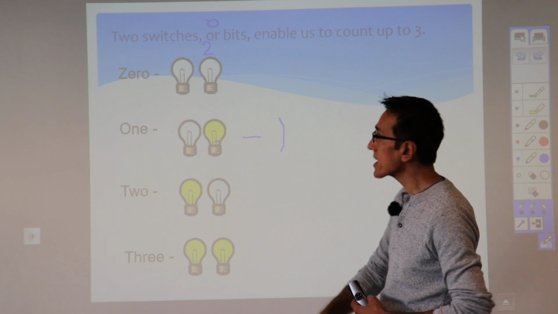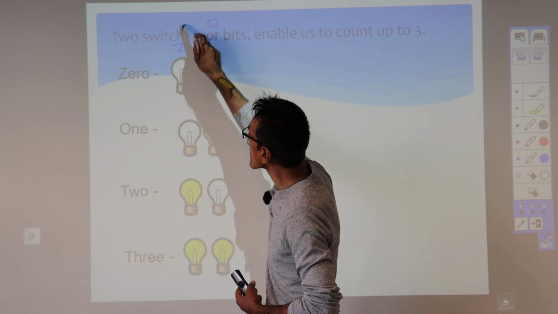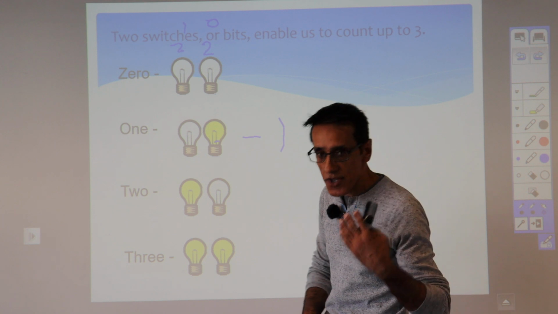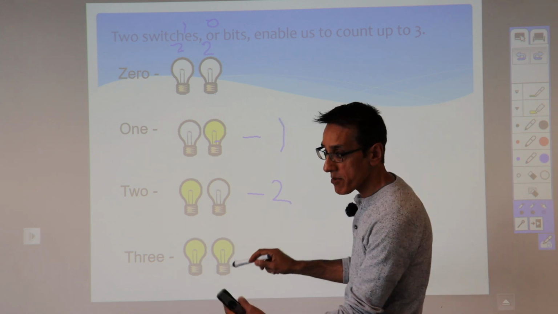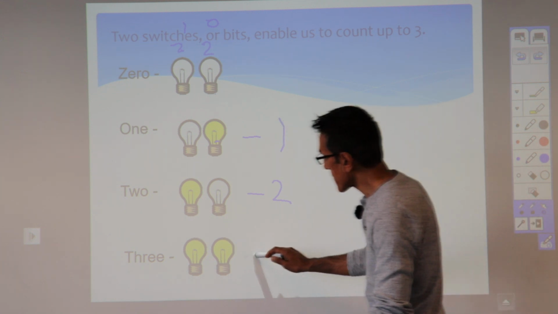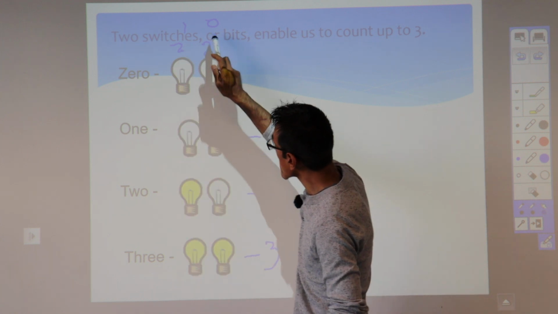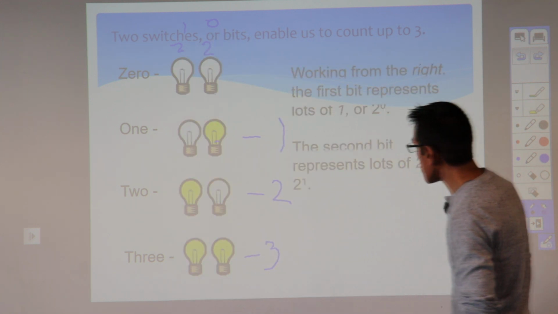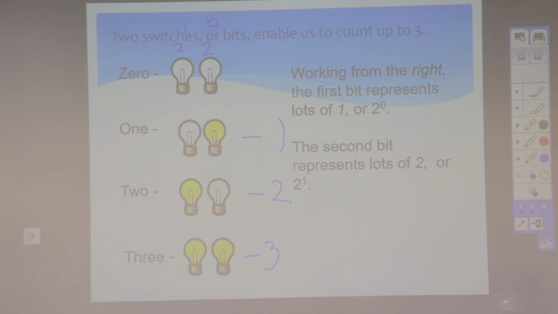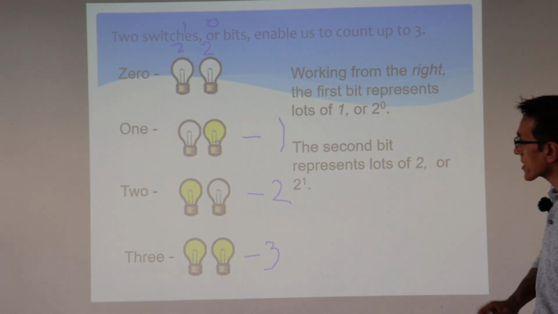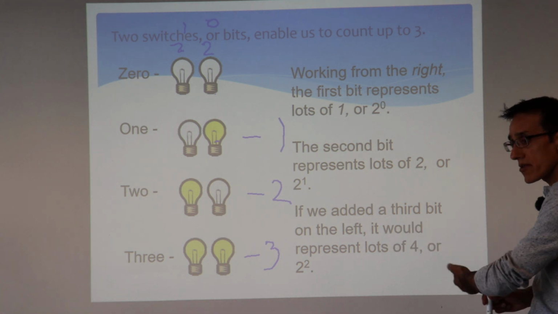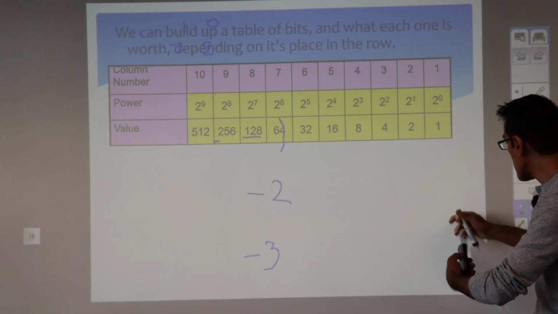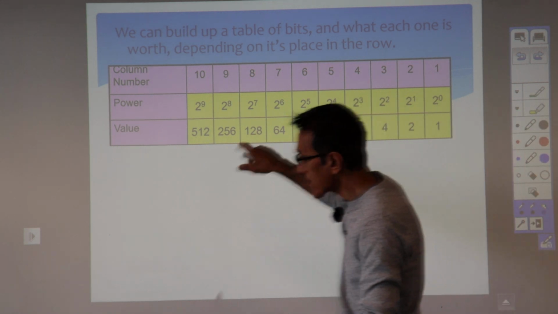If you switch the one on the left hand side, in other words in the column 2 to the power of 1, it represents 2. That's representing the number 2. Switch them both on, you've got the number 3 because 2 plus 1 is 3. So working from the right, the first bit represents 2 to the power of 0, the second bit represents 2 to the power of 1, and if we added another bit, that would represent 4, or 2 to the power of 2. Let's see how that looks inside a column.